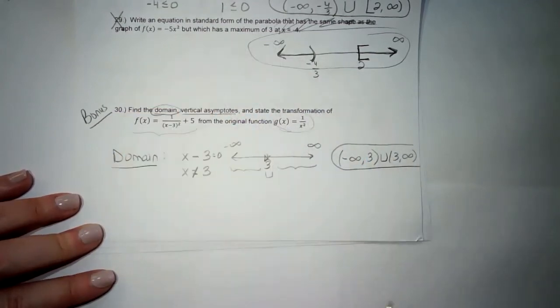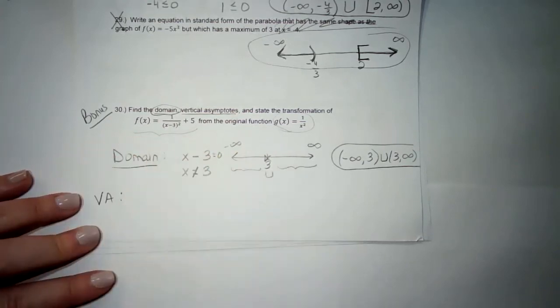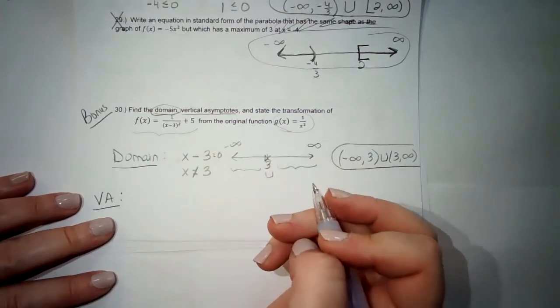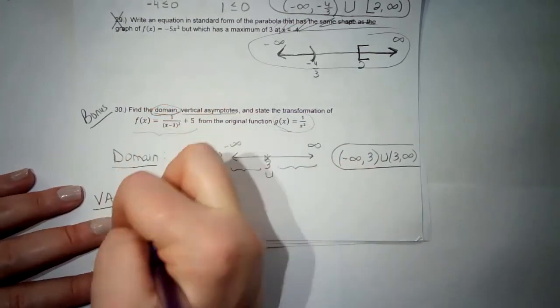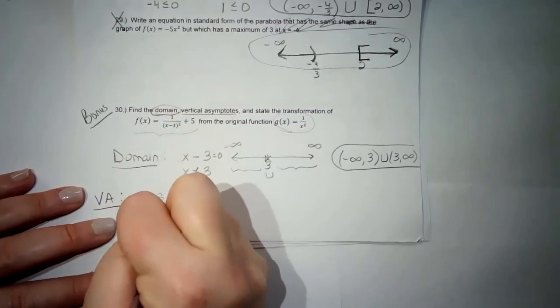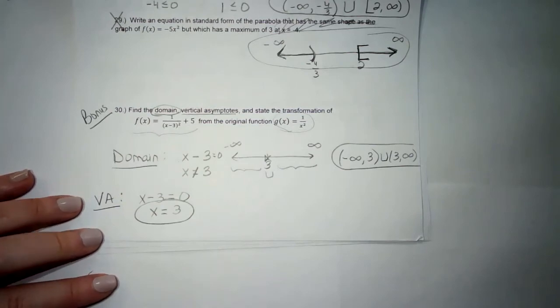Okay, now for the vertical asymptotes, remember, all you're going to do is solve the denominator. Okay, so when I solve the denominator, it's x equals 3. That's the easiest.